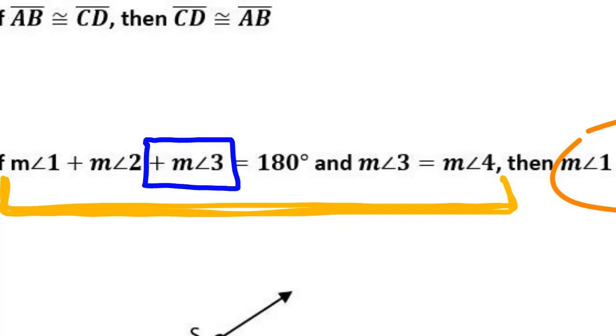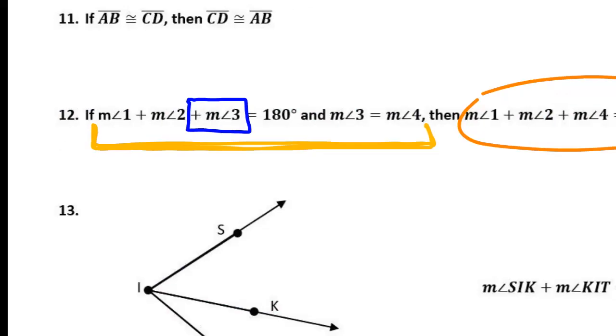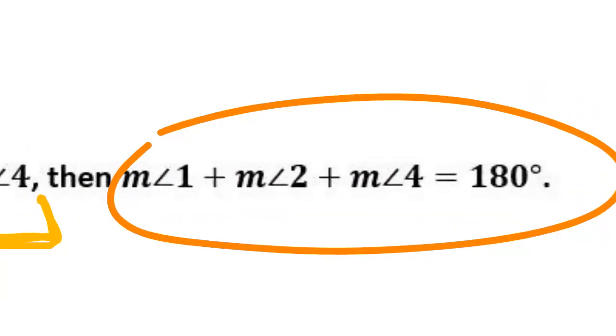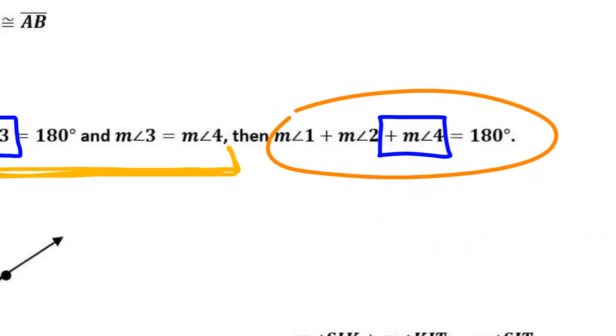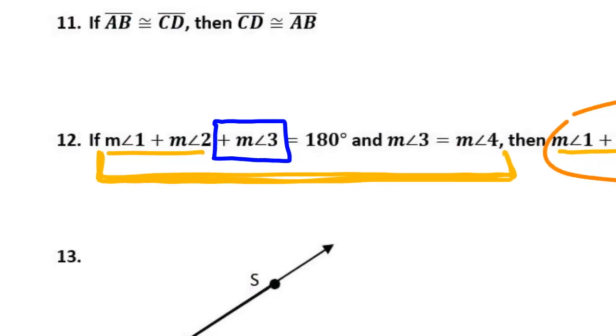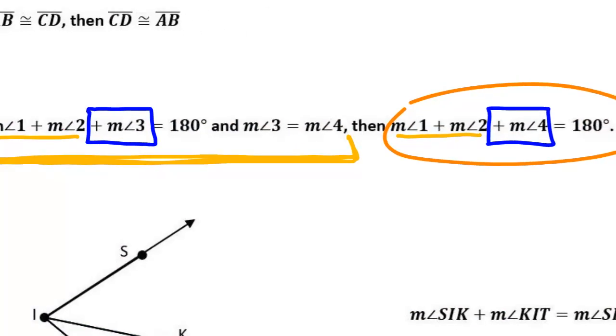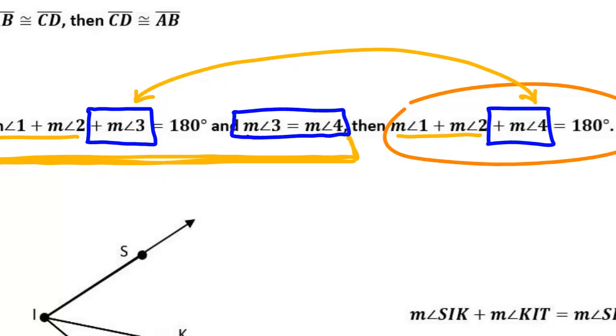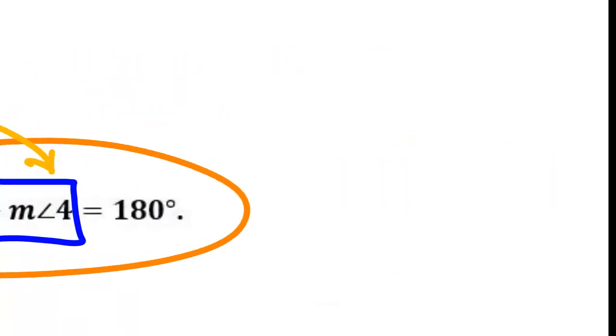Here in my if, I have the measure of angle 3 as the third angle, and in my then, we have the measure of angle 4 in its place. Measure of angle 1 plus measure of angle 2 stayed exactly the same, so there was no change there. I'm just looking at the pieces that changed. Angle 3 came out, and angle 4 went in. We were told right here that angles 3 and 4 are the same size. What allows me to take something out of an equation but put something of equal value back in its place? Substitution.